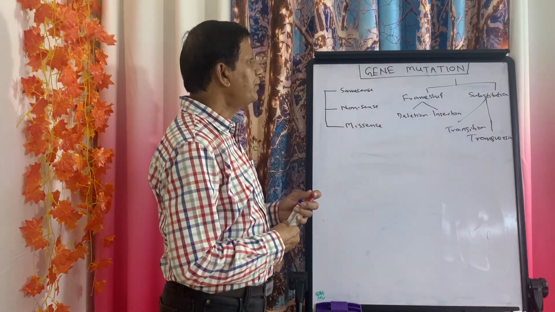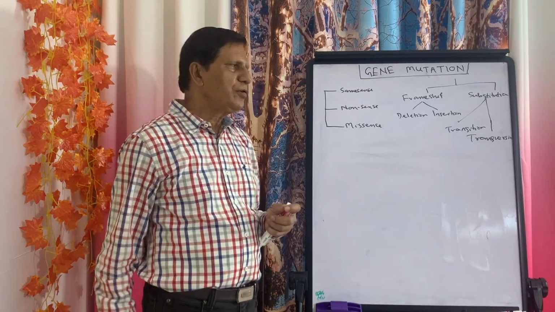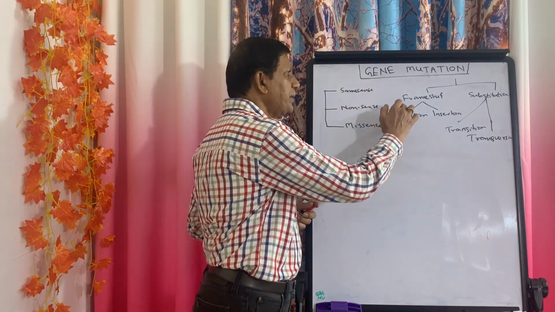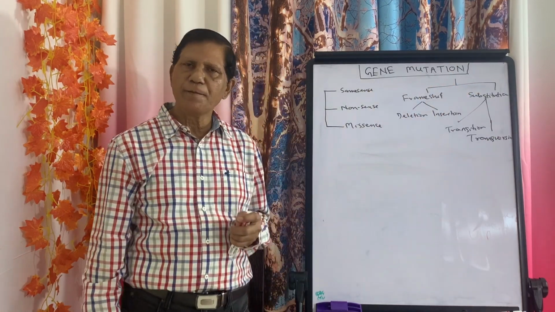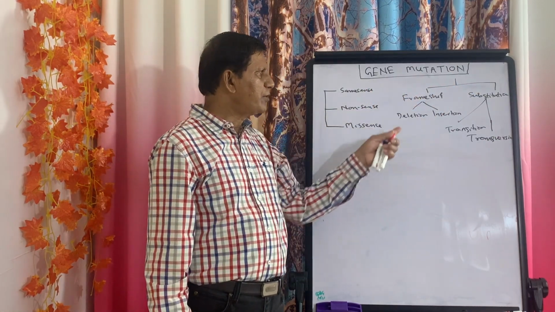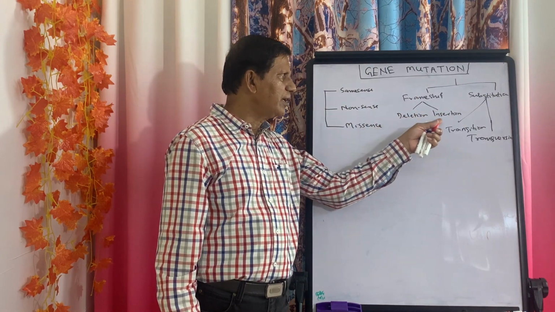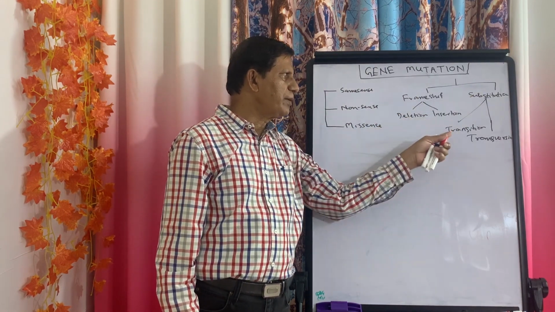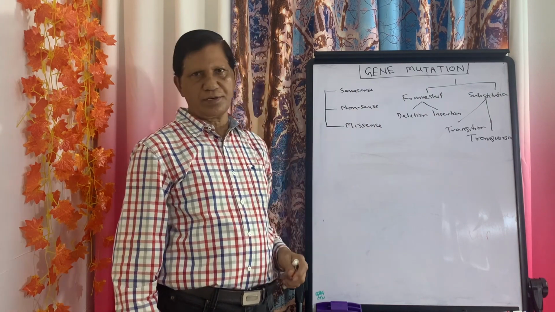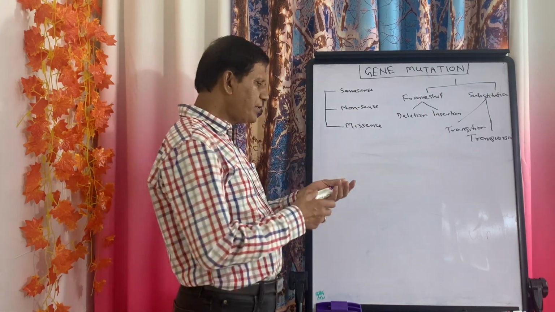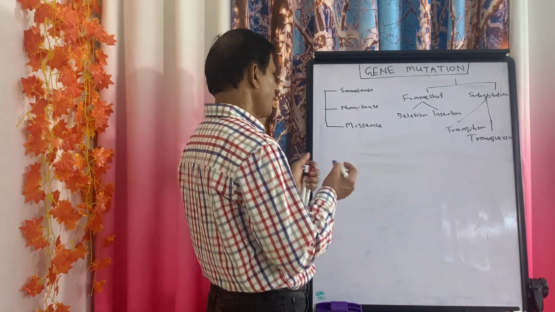In the second type, the gene mutation or point mutation can be classified into frameshift mutation and substitution mutation. This frameshift mutation, again, may be deletion or insertion, and the substitution may be transition or transversion. Now in frameshift mutation, what happens?